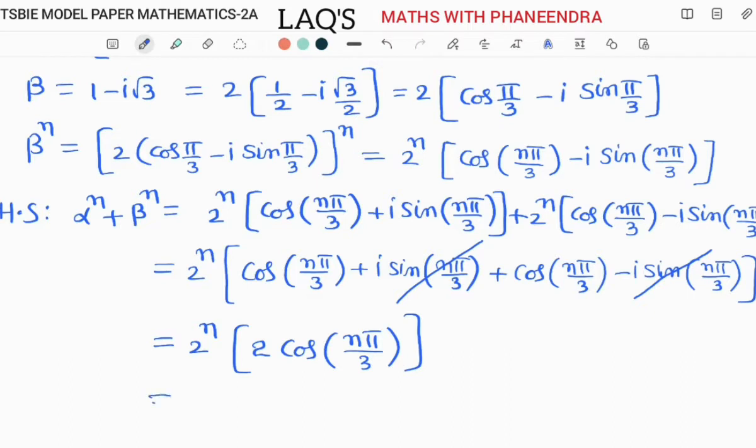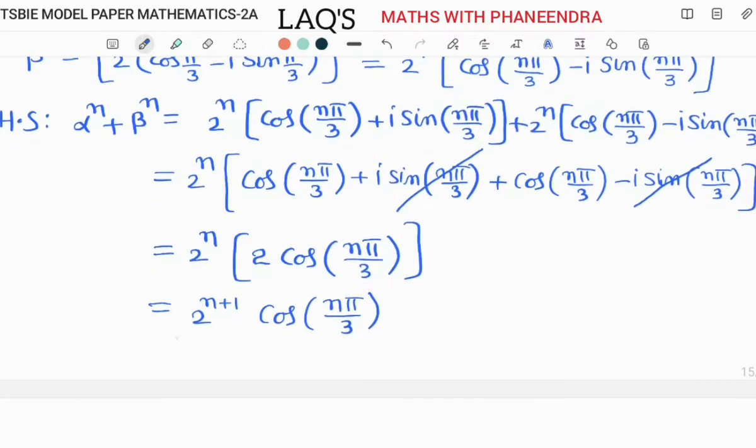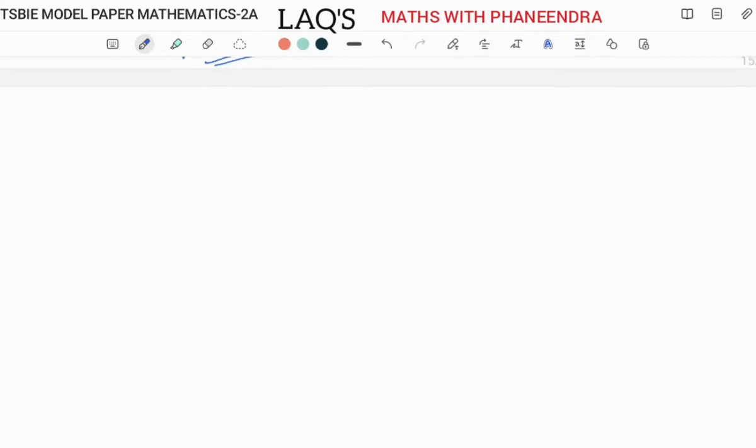So bases are equal, powers should be added. 2 power n into 2 is 2 power n plus 1 into cos of n pi by 3, which is our required RHS, hence proved. We'll move to the next question, dear students.